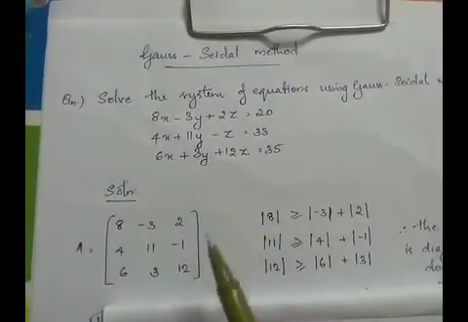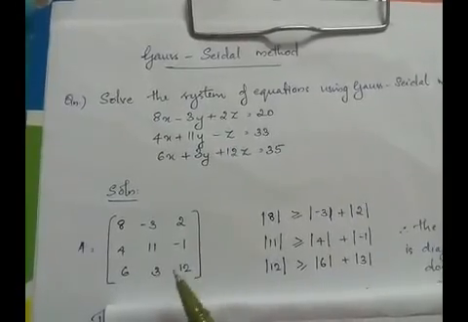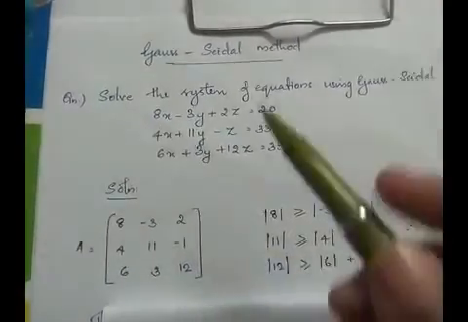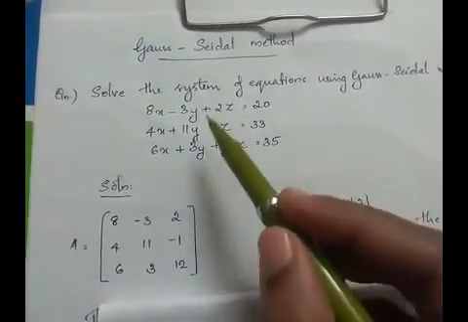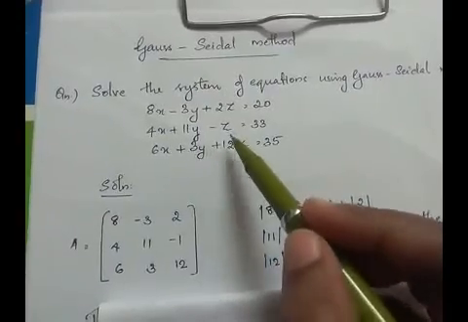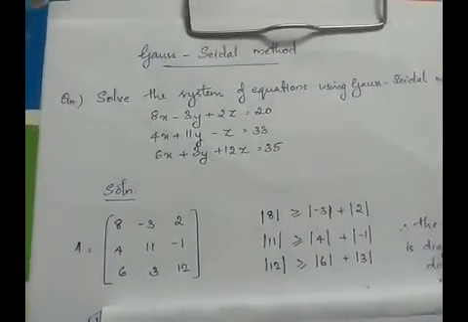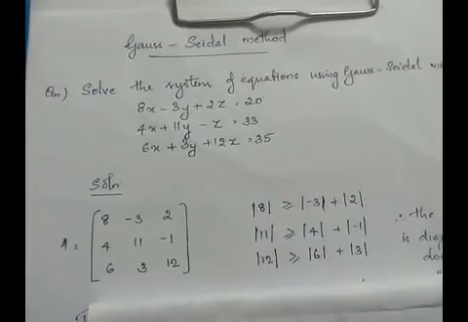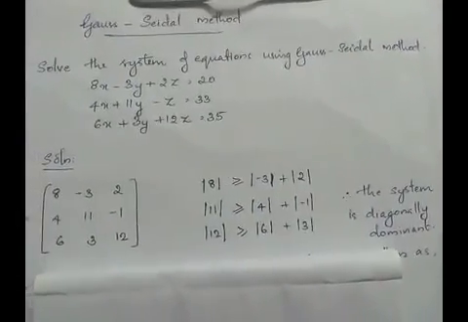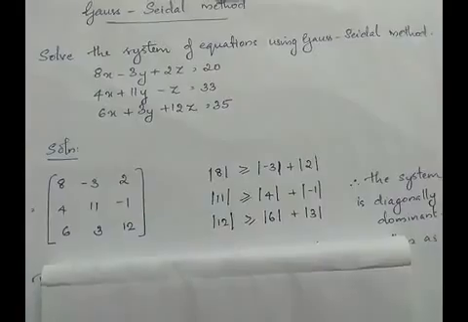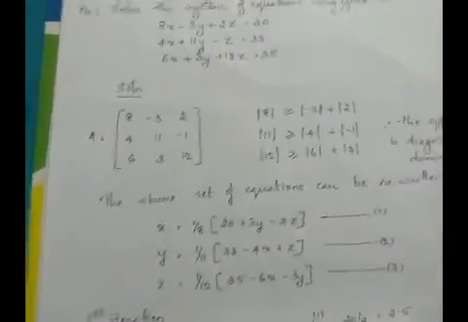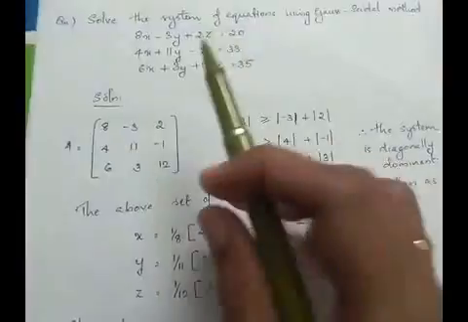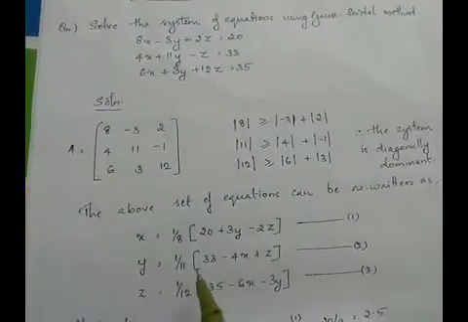Now suppose the system is not diagonally dominant, then we have to make it diagonally dominant by changing the order of the equations. Now in this case, in the given question, we have a diagonally dominant system. So we can continue with the Gauss Seidal method. Now after checking for diagonal dominance, we have to rewrite the given system of equations in this form.